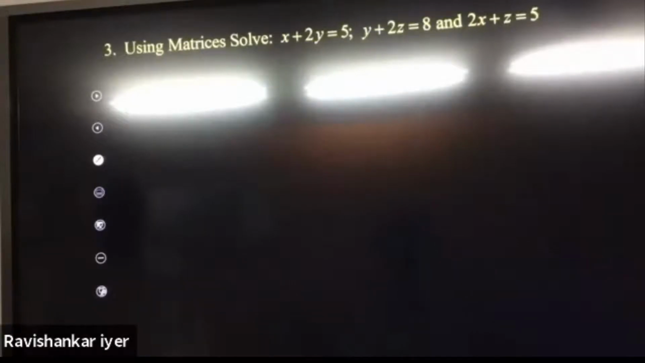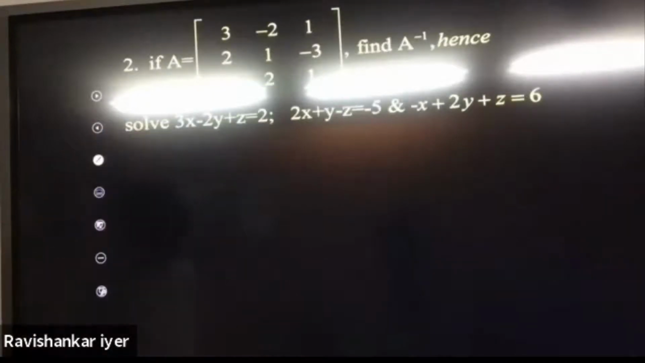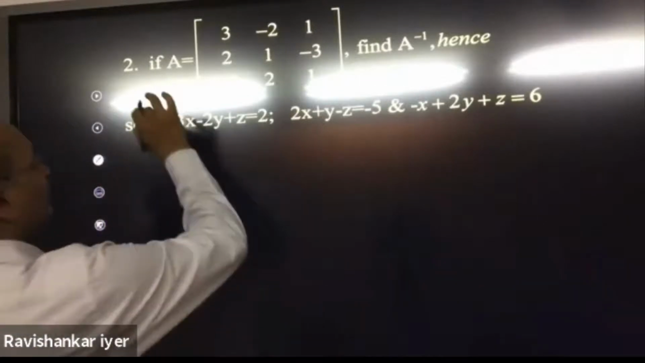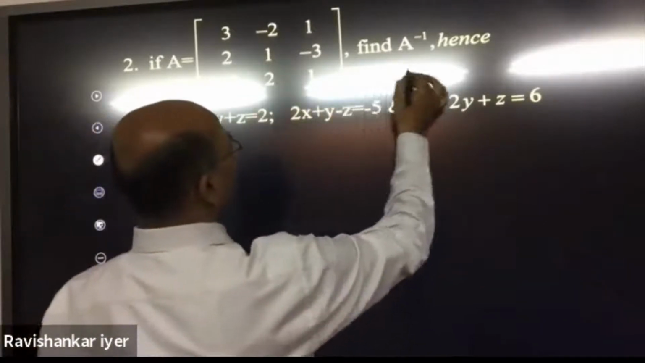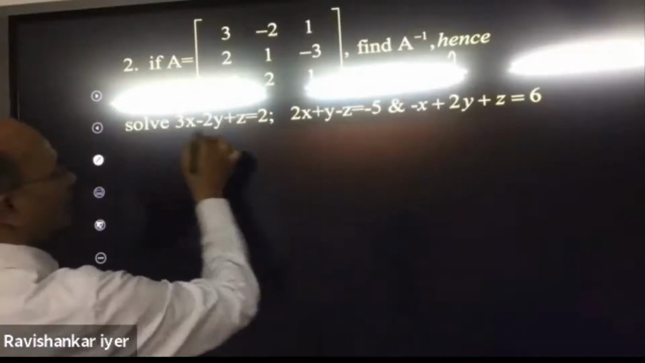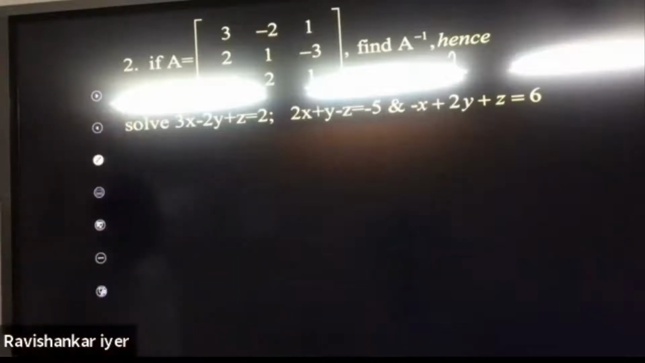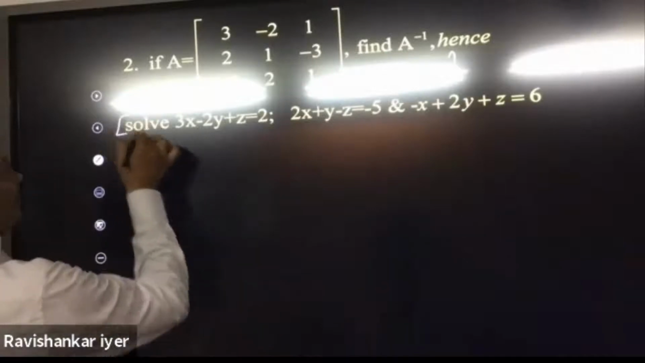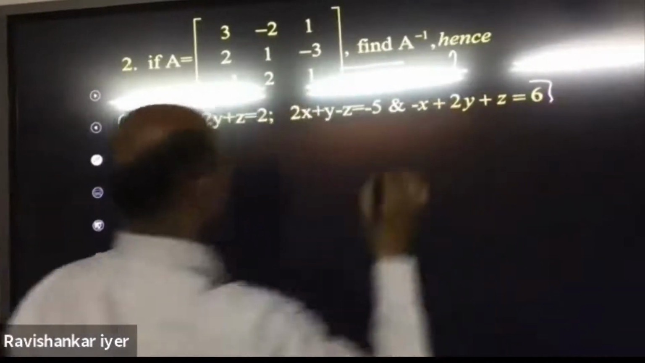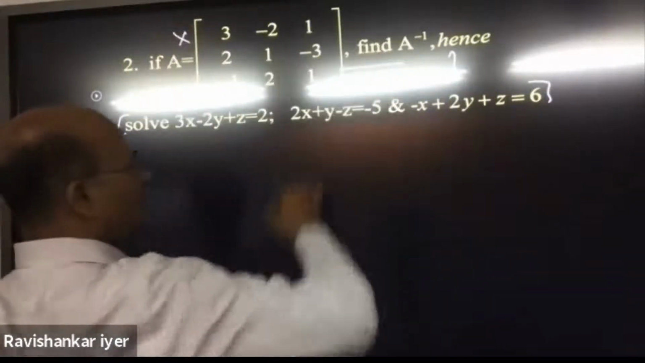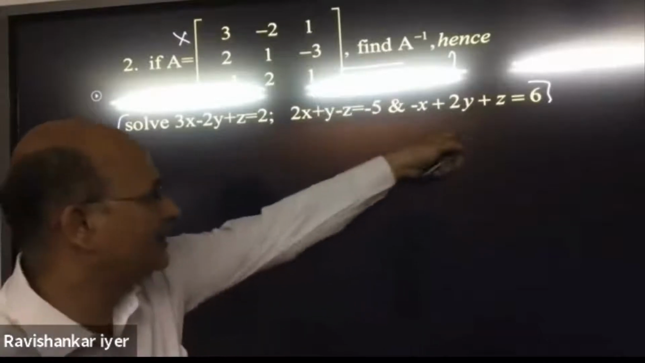Now, pay attention to this question. If you see this question, there are two parts. First is find A inverse, and second is hence solve this equation. Anyway, because of a little bit of short time, I will just solve this directly. So you don't consider this now. I'm just solving this sum directly with you.